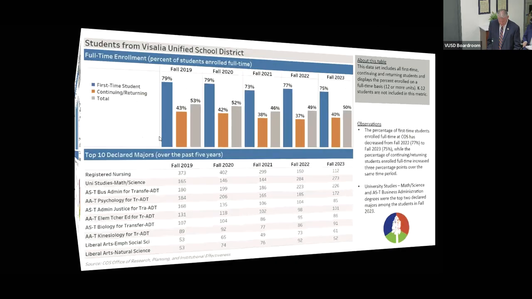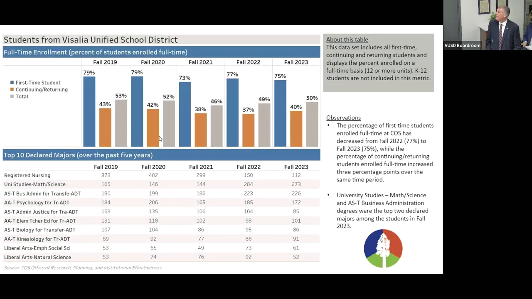Skipping ahead then to the percentage of first-time students that are enrolled full-time. We think that's a nice benchmark. Students are shown to be that much more successful when they can attend full-time, which is why we have so much financial aid and on-campus jobs and co-curricular opportunities for our students, because we want them to really engage and be full-time. So about 3/4 of your students were enrolled full-time during their first semester. And the different majors runs the gamut from university studies in math and science to the AS degree for business administration. Obviously, registered nursing is always on that list, as well as administration of justice. But a nice number of majors are popular with Visalia Unified students.